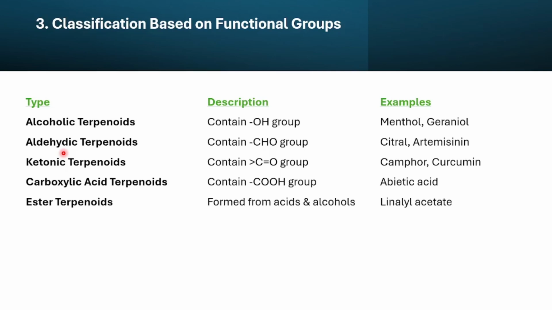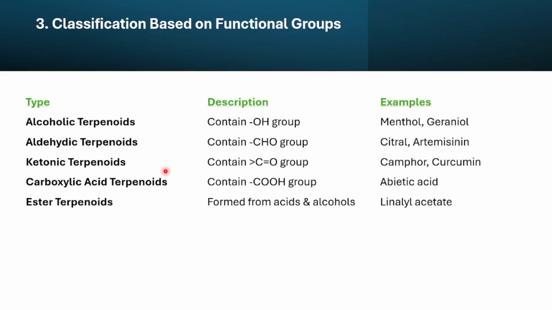Classification based on functional group. We can also classify terpenoids on the basis of their functional group. Alcoholic terpenoids contain a hydroxyl group. Examples are menthol and geraniol. Aldehyde terpenoids contain an aldehydic group, that's a CHO group. Examples are citral and artemisinin. Ketonic terpenoids contain a carbonyl group. Examples are camphor and curcumin.